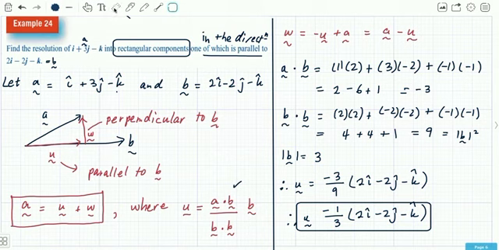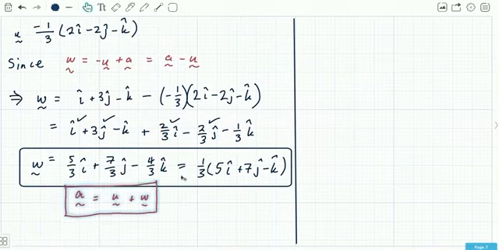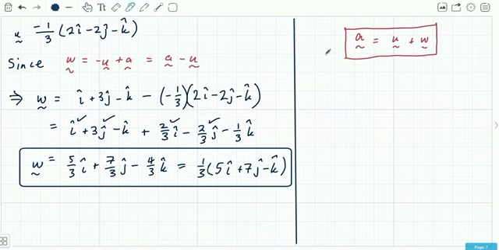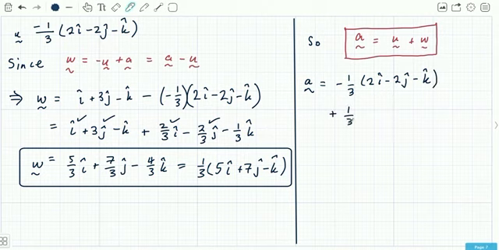So now all we need to do is use this to find this vector into its two rectangular forms. So I'll put this one up the top, and now we put everything in. So we've got our vector, which is going to be our resolved vector of A equals u, and we know that u is up here, so we had negative 1/3 of 2i minus 2j minus k plus 1/3, and it's all this stuff here, which is w, 5i plus 7j minus k.